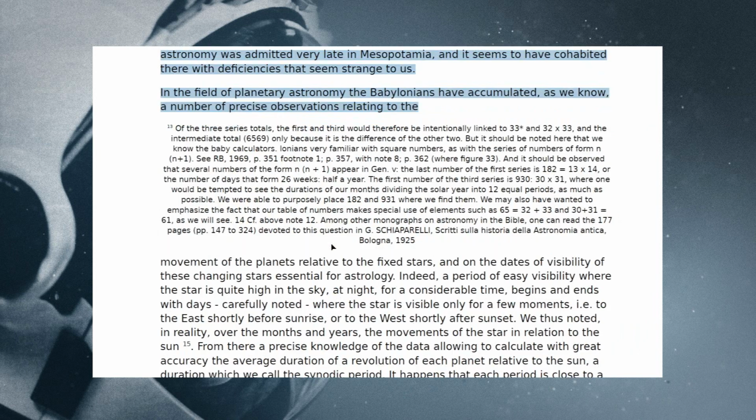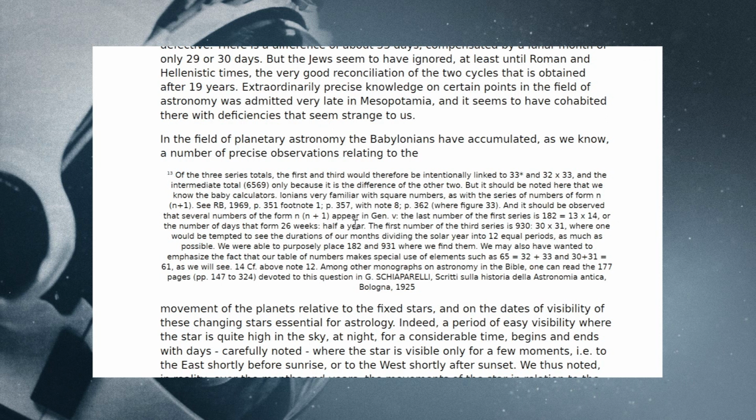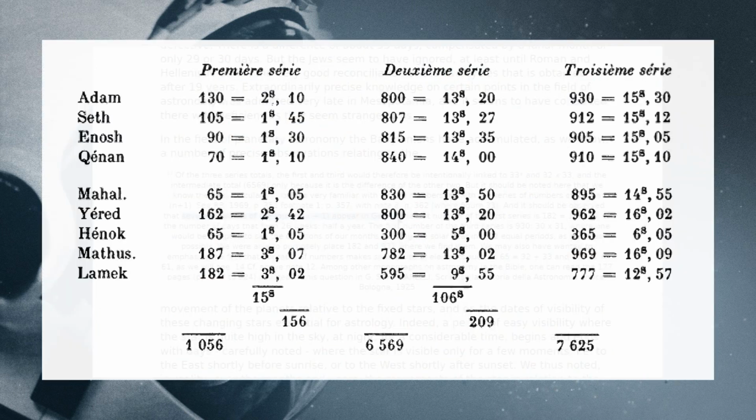And here he's going to talk about the difficulties of the lunar solar cycles, and that this is a well-known and very ancient problem. I do want to point out one thing in the footnote because it is interesting, that he points out that the first and third, he's talking about the series of the columns in our chart here, would therefore be linked to 33 squared and 32 times 33. And he also notes, which is interesting, that there are several numbers of the form number times number plus 1 that appear in Genesis 5.